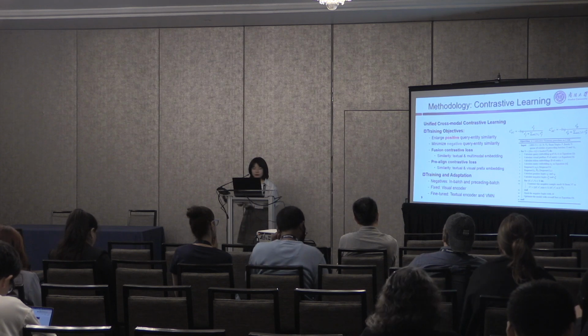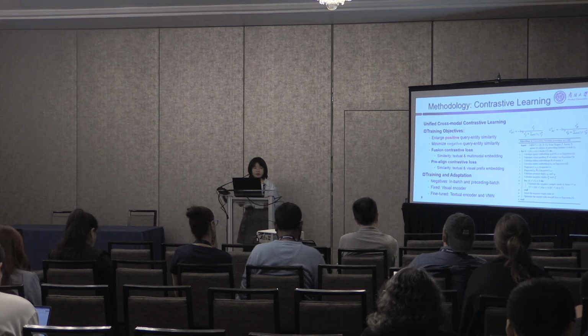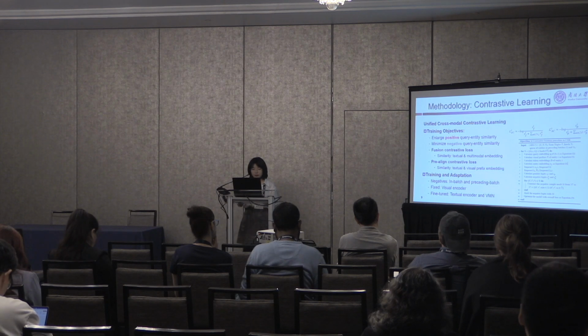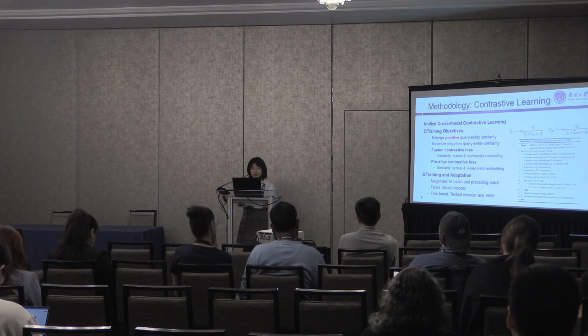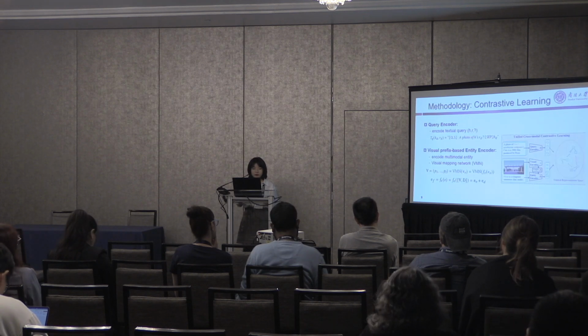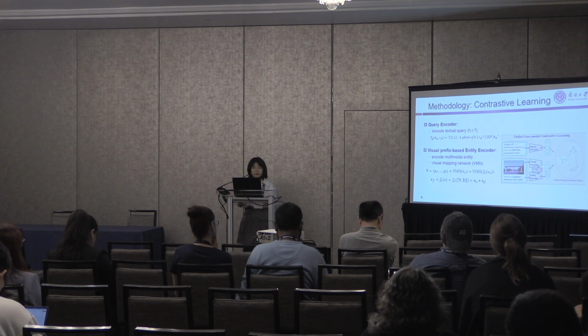And we also propose a pre-alignment contrastive loss to align the textual queries and the visual prefix embeddings to constrain the visual mapping network to provide more optimization signals. For training, we use both in-batch negatives and the preceding batch negatives. And we fix the visual encoder and only fine-tune the pre-trained language model in the query encoder and entity encoder, and train the visual mapping networks.